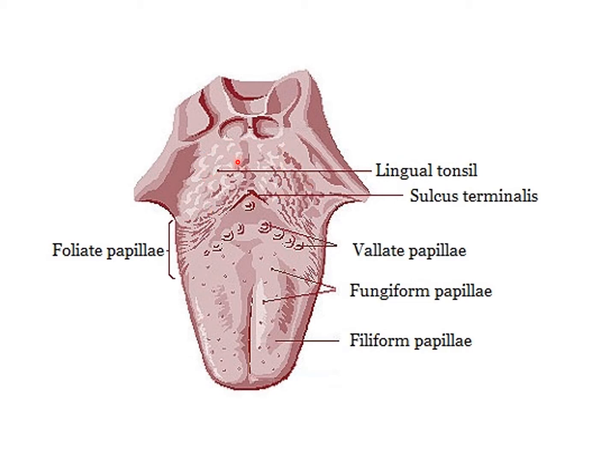Also located in the posterior 1/3 of the tongue is the lingual tonsil, which contributes to the immune response of the body. So remember, the anterior 2/3 of the tongue and posterior 1/3 of the tongue are demarcated by a V-shaped groove, which is known as the sulcus terminalis. And the surface of the tongue, which faces the palate, is known as the dorsal surface of the tongue, whereas the surface of the tongue facing the floor of the mouth.